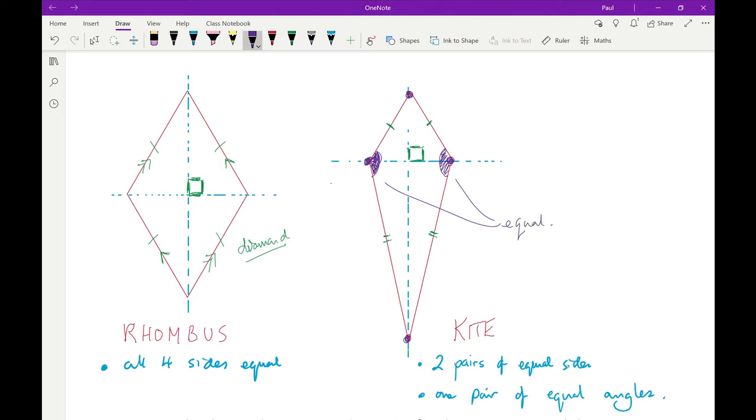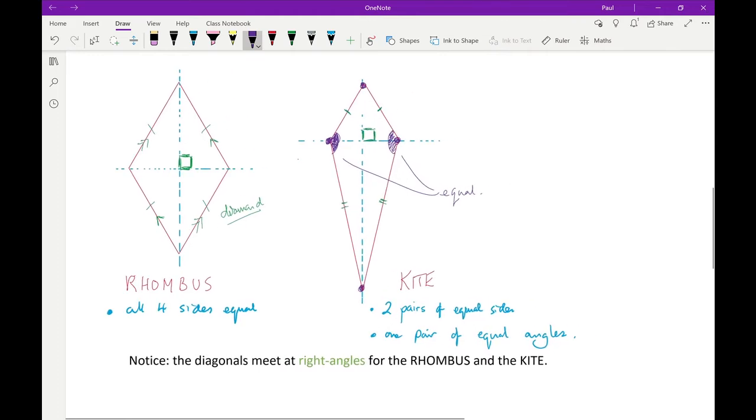The two things that are common to the rhombus and the kite are to do with the diagonals. So I've marked in the diagonals. So you've got a diagonal going across here and a diagonal coming down there. There's another diagonal and another diagonal. Those diagonals meet at 90 degrees. So I've marked in a right angle. And that's what's special about the rhombus and the kite.